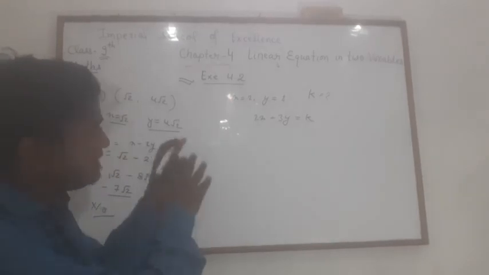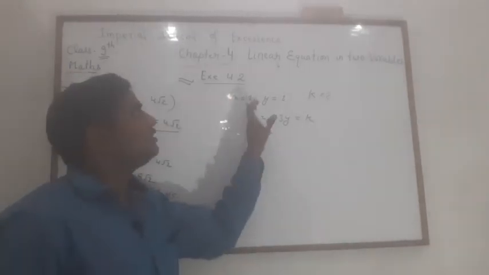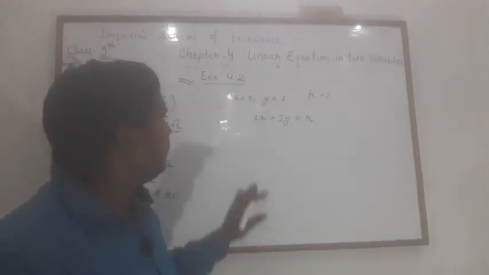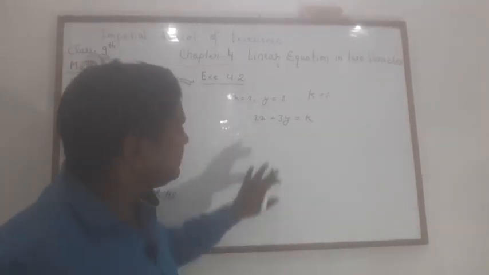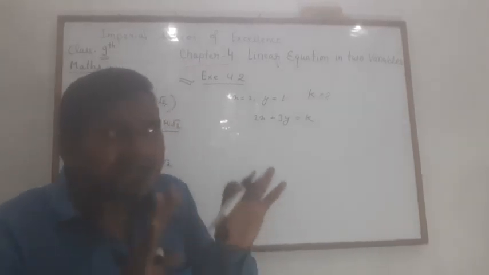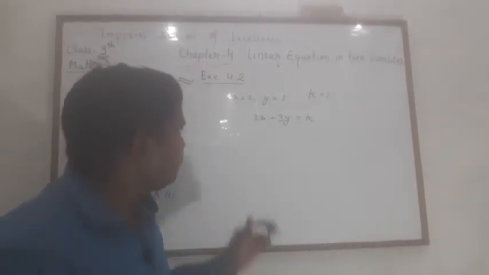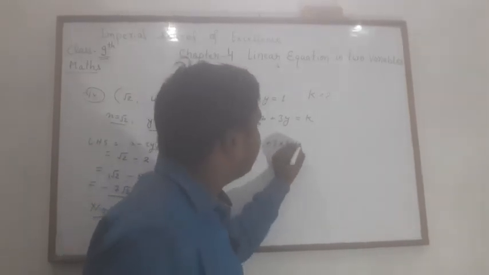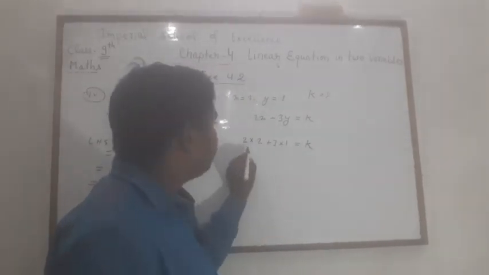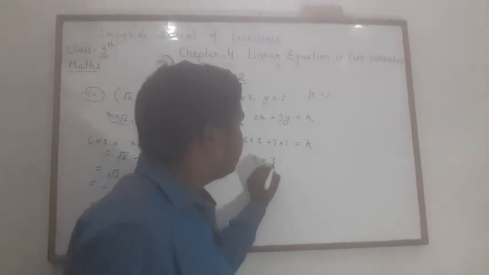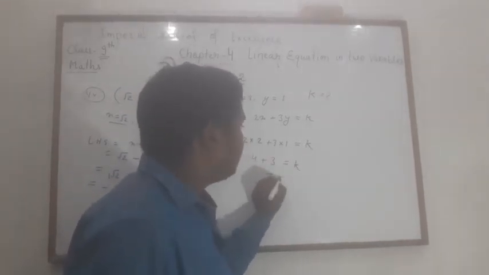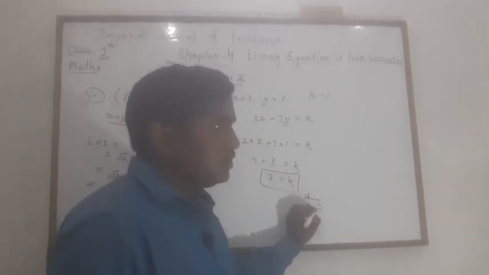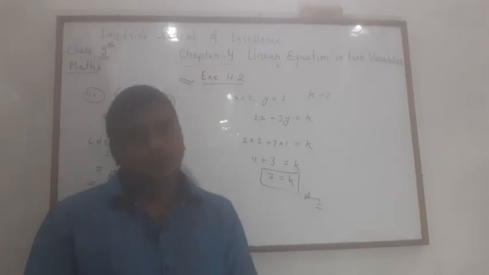See dear student, x is equal to 2 and y is equal to 1 is the solution of this equation. So when you put the values of x and y in this equation, LHS and RHS become equal. So put it here: 2 into 2 plus 3 into 1 is equal to k. So 2 twos are 4 plus 3 ones are 3 is equal to k. So 7 is equal to k. So the value of k is 7. Answer. This is how you will do this question.